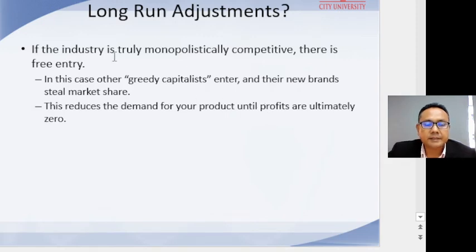And if the industry is truly monopolistically competitive, there is free entry. In this case, other greedy capitalists enter, and their new brands steal market share. So as you can see, there is free entry. If you quit from this market, that means the new brand will steal the market share. What we call a greedy capitalist enters here. So this reduces the demand for your product until profits are ultimately zero.